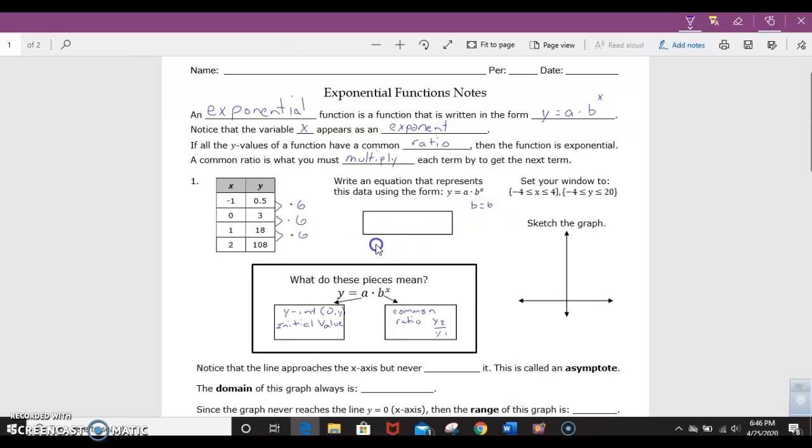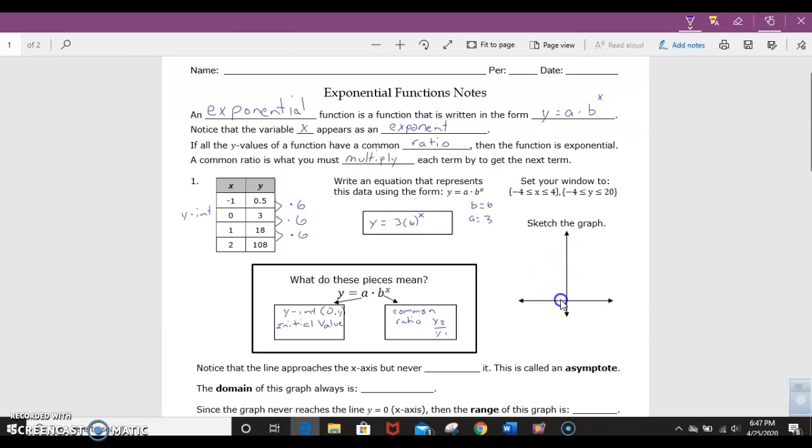So we still need to identify our a value, or our initial value. To look at that, we're going to look down our x column and find where x is 0, which is right here. And so that means (0, 3) is our y-intercept. So that means our a value then is 3. Remember, it's the y value, not the x value. Therefore, our equation then is y equals 3(6) to the x. Your exponent will always be x whenever you're writing these out.